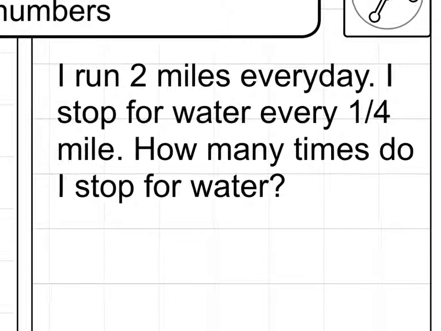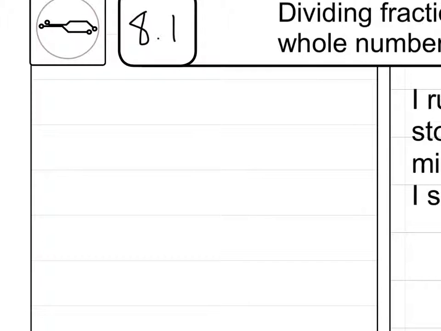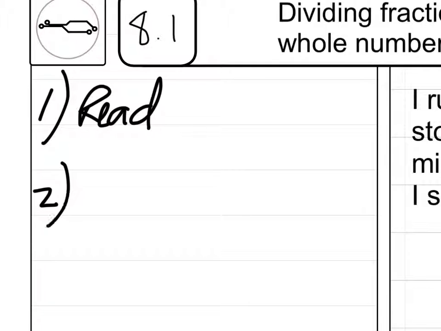So over here on the right, I have a story problem and it says, I run 2 miles every day. I stop for water every 1/4 mile. How many times do I stop for water? Now, the first step that we've learned with story problems is we read the problem and we find out what it is asking. And so over here, just to help us remember the steps, we read and then we find out what is it asking.